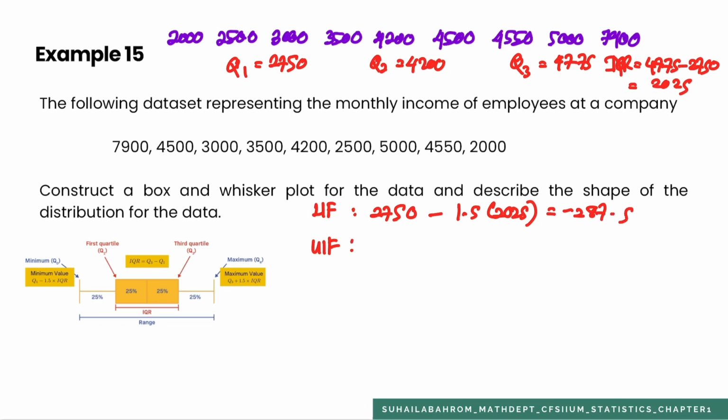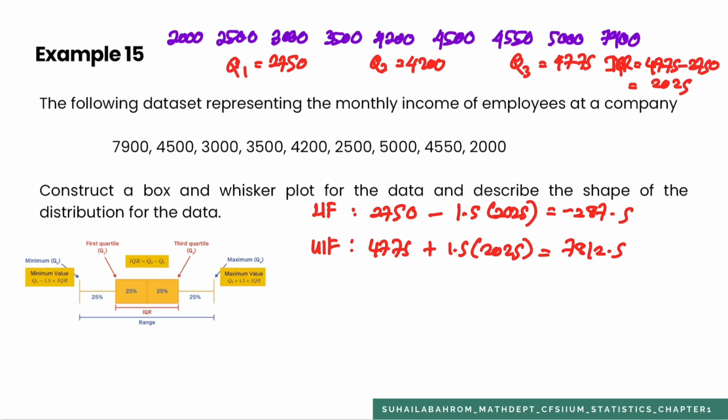And the upper inner fence is equivalent to the third quartile, 4775, plus 1.5 times the IQR. Then you will get 7812.5. It is the maximum value that you can have in your whiskers here, the upper inner fence. Now we can try to sketch.